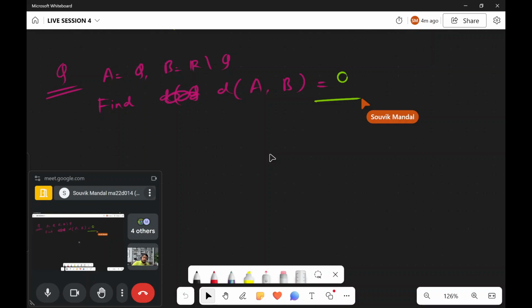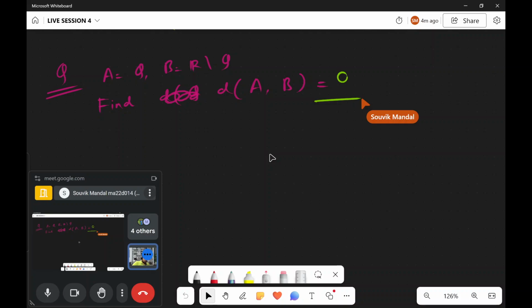Can we tell that? Yes, your argument is correct. Very good. Your argument is absolutely correct. I mean, the argument is correct, but there is a mathematical error. Let me point it out for you. Initially you have used the fact that d of A comma x equal to 0 if and only if x belongs to A closure. This fact you have used, correct?